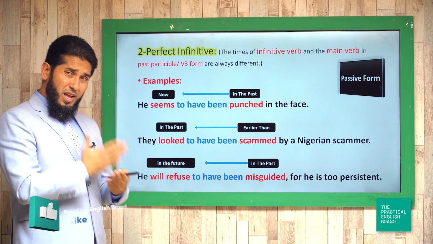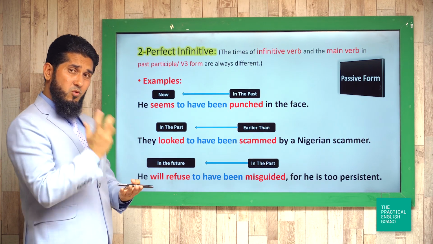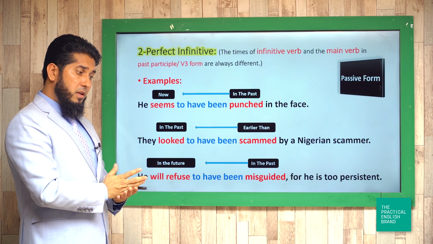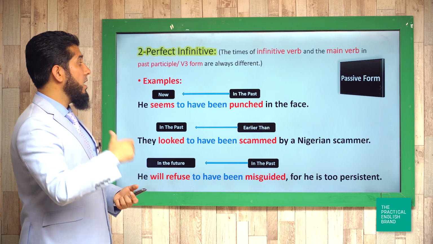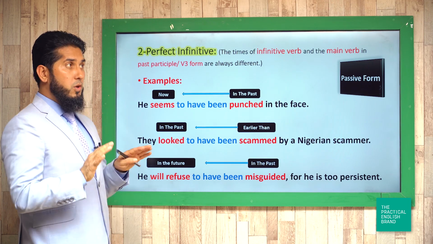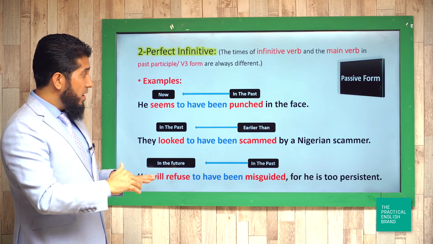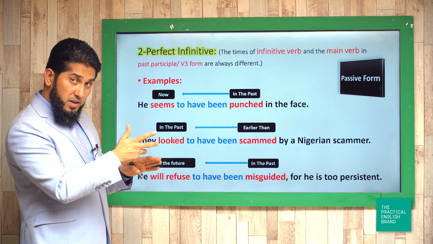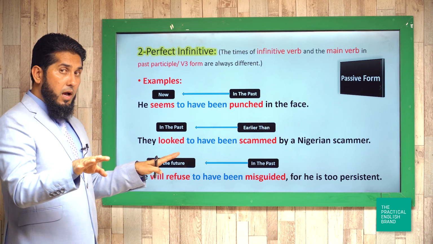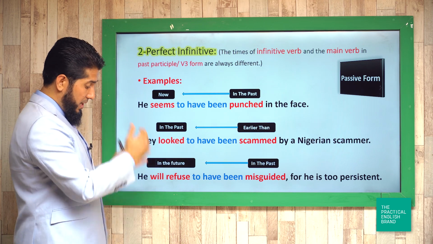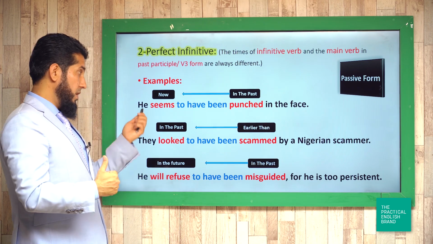He seems now, this is the present remark. We see that his face is red, and he was punched in the past. So the present remark of a past action. So again, the times of the infinitive verb seem and the main verb punch in past participle form punched are different. I hope the concept is clear. We talk about the present result or remark of a past action in the first example.